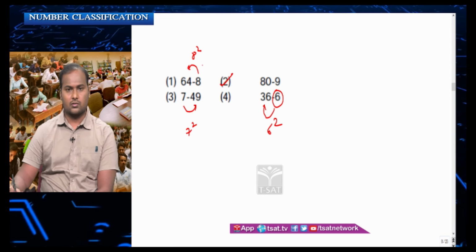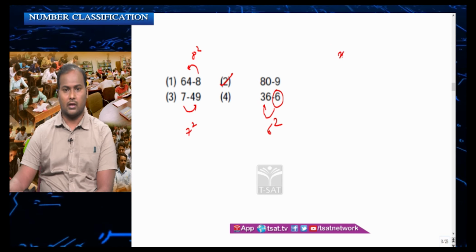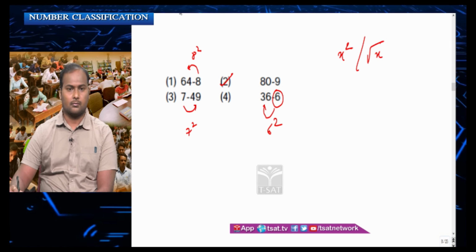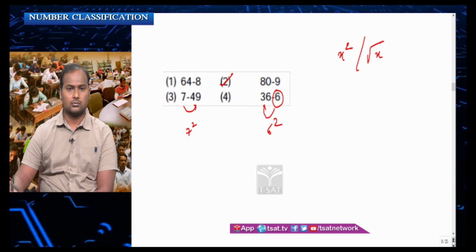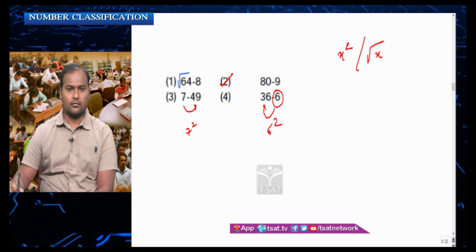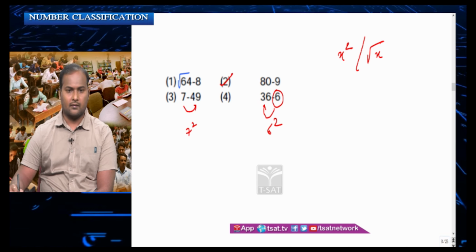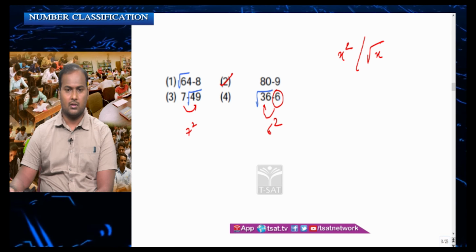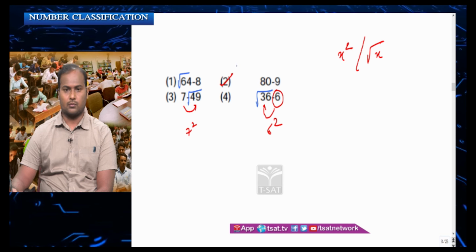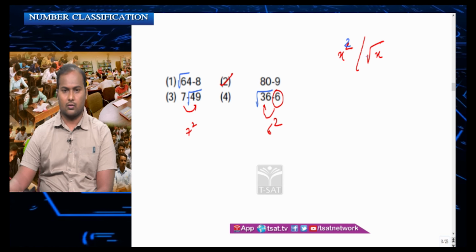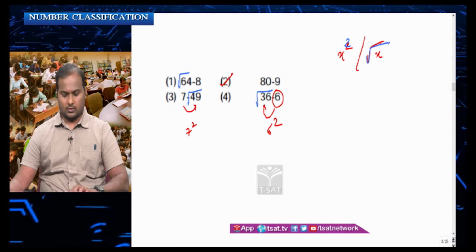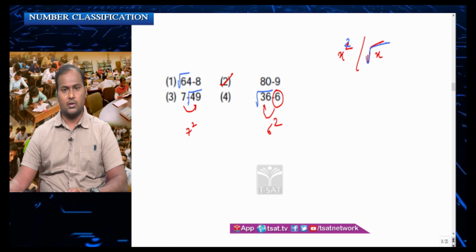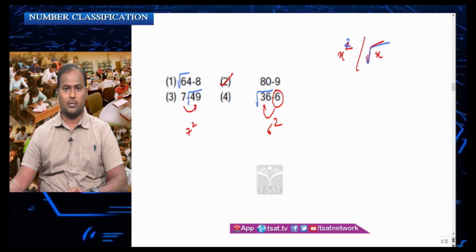Or not only square, you can go with root also. Either x square or root of x is possible. For example, if you see root 64, it will become 8. The same way, root 49, it will become 7. Root 36, then it will become 6. Whereas in option 2, it is not possible. So either squares or square roots. You can do either case, both are correct. So in the examination, you can solve one particular question based on more than one method also.